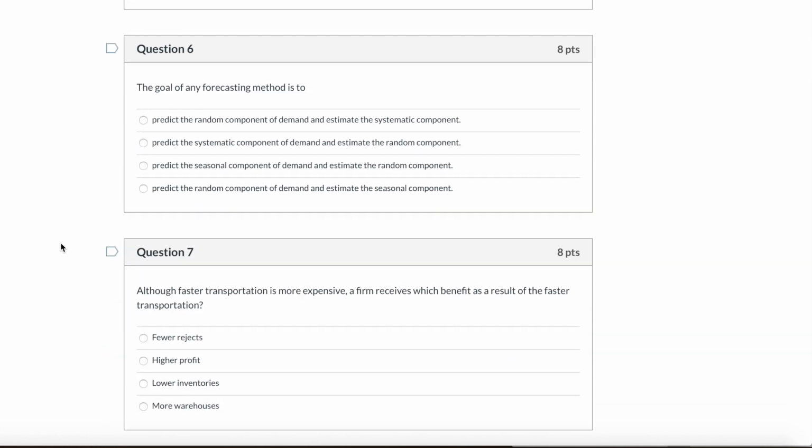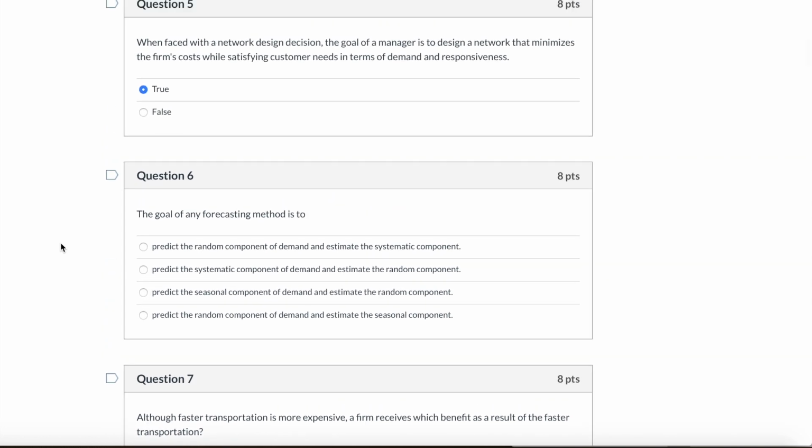The goal of any forecasting method is, like we spoke about earlier, to see how the demand is going to be in the future. So you don't want to see things like a random component of demand, so that's A and D eliminated. Predict the systematic component of demand, and yeah, it's most likely this. Predict the seasonal component? Well, no. With forecasting, if you're doing it right and it's a product that has variation between seasons, you want to deseasonalize it. So you don't want a seasonal component of demand, you want a systematic component.